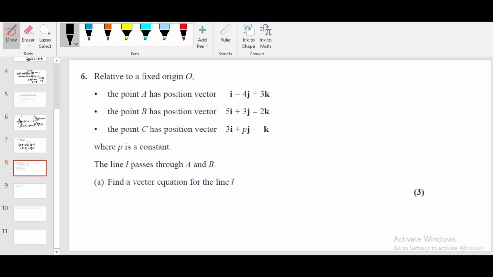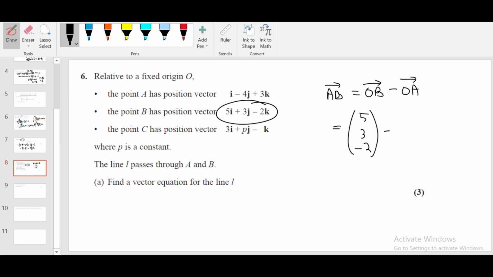Question number 6 now. We have 3 points, position vector of 3 points A, B, C. The line passes through point A and B. Find the vector equation. First you need to find the AB vector. AB vector, always remember is this rule. It's OB minus OA. OB is this 5, 3, minus 2, minus OA 1, minus 4, 3. So you'll get 5 minus 1, 3 plus 4, minus 2 minus 3.